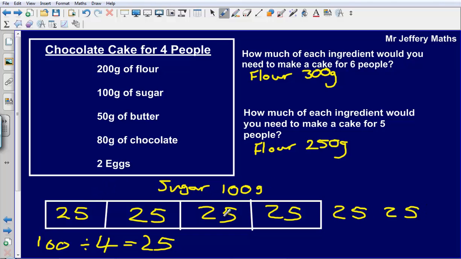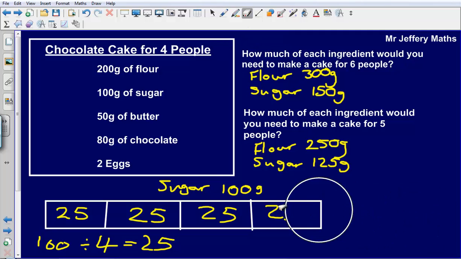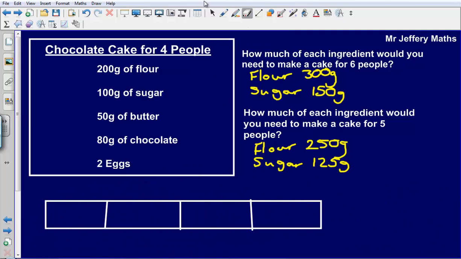So 25 plus 25 plus 25 plus 25 plus 25 plus 25. So sugar, I'm going to need 150 grams. I could also think of this as 6 times 25, it doesn't matter too much. And then for 5 people, well, I need 1, 2, 3, 4, 5, so that would be 125 grams. 5 times 25.